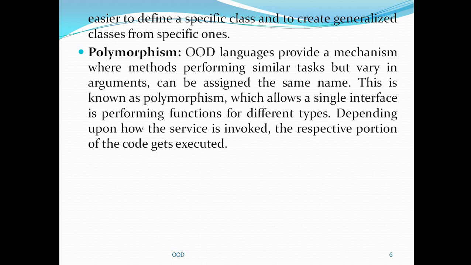Depending upon how the service is invoked, the respective portions of the code get executed. So it is clear that in polymorphism the function name is the same and it performs different tasks. Function overloading is also the same concept, and operator overloading is the same concept that comes under polymorphism. The function's name is one and it performs different tasks.